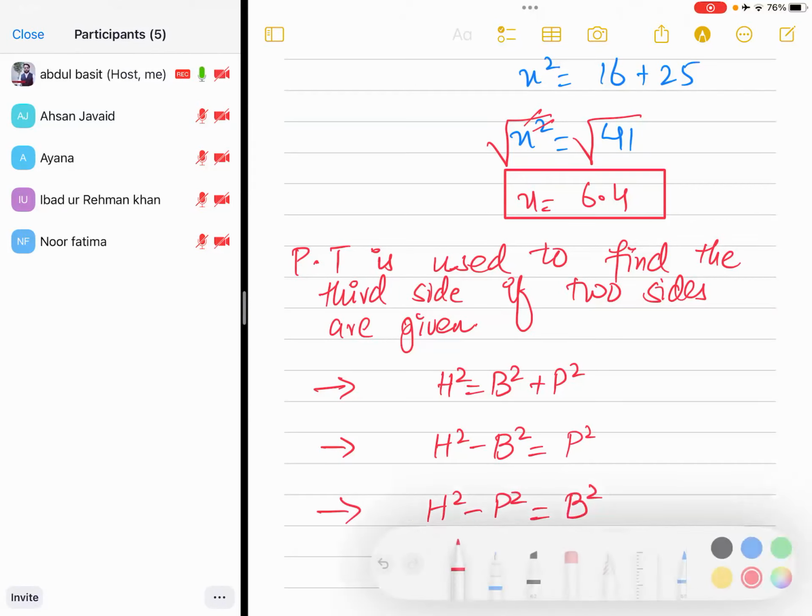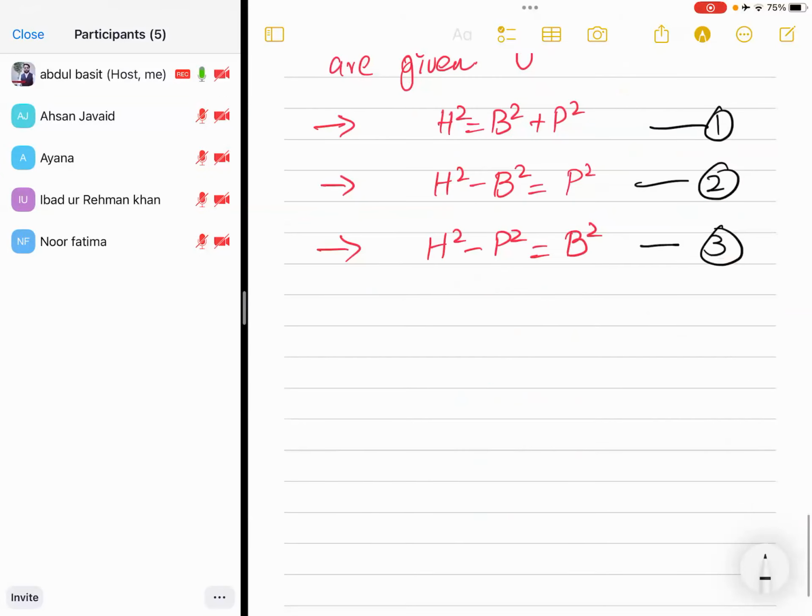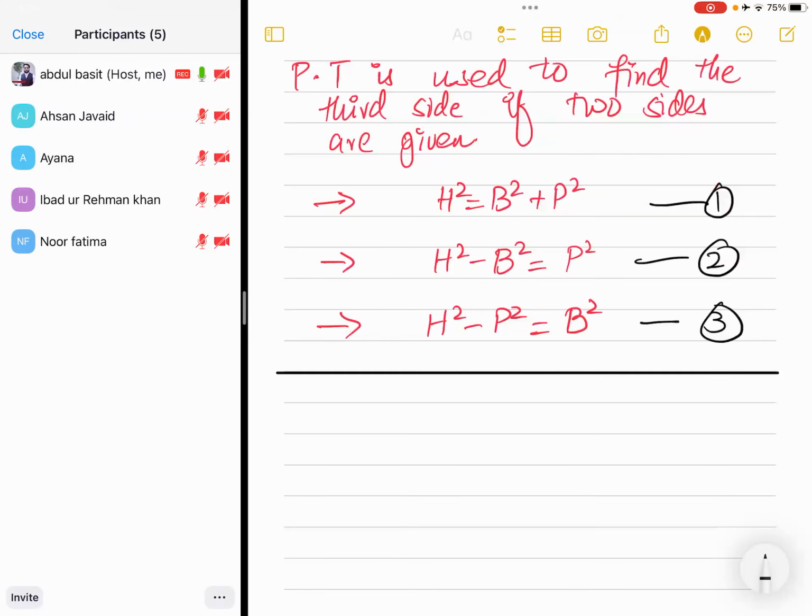So can I write the formula this way? It means that we have three variables, 1, 2, 3. So we can find out hypotenuse, we can find out perpendicular, we can find out the base if we have the other two sides. Yes or no? Yes, sir. Okay. So the use of the Pythagoras theorem is to find out the third side. हमें third side निकालनी पड़ती है.